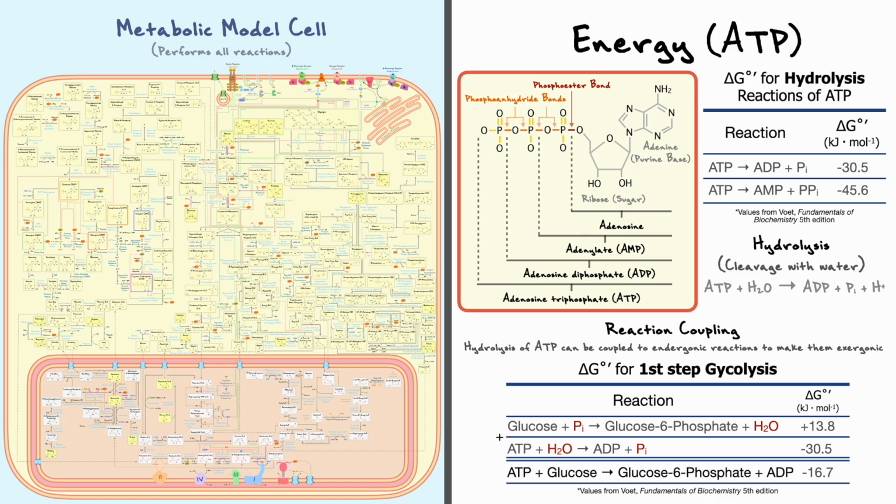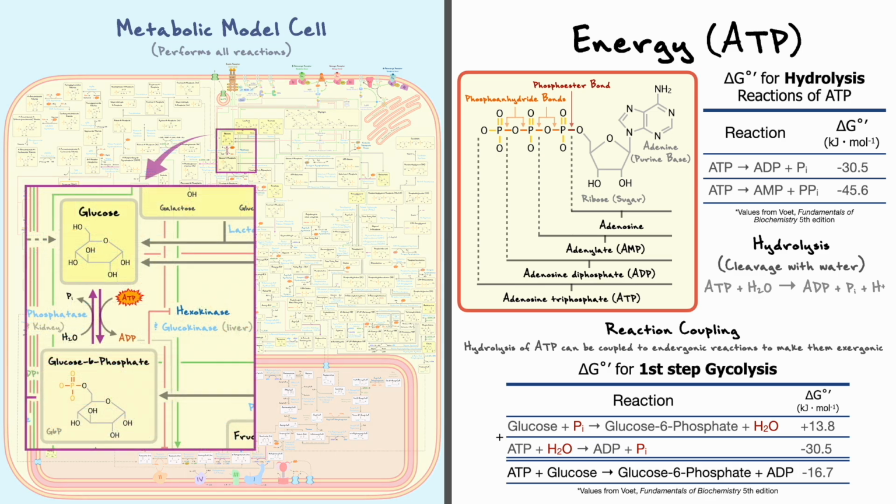To exemplify this process, I want to consider a classic example of this coupling, here shown on the left. Here again, this is a reaction from glycolysis, and it actually corresponds to the first step, where hexokinase catalyzes the addition of a phosphate group onto glucose to make glucose 6-phosphate. If we examine this reaction in a little bit more detail, we can see that there are two main reactions at play.